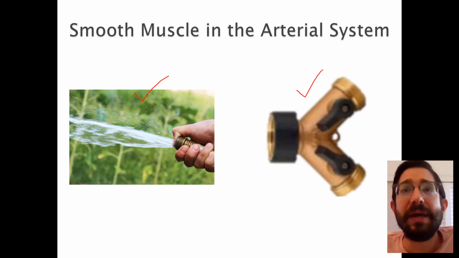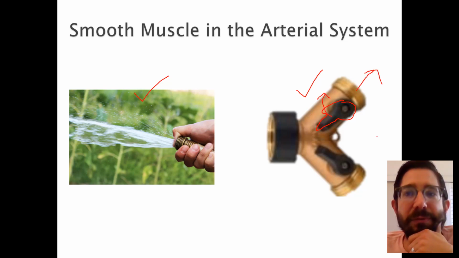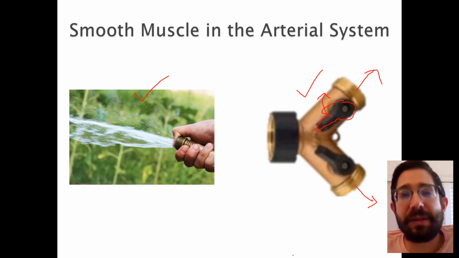The other thing it can do is change distribution. So these little dials here are like smooth muscle. If you turn this dial, you will send less blood out through one port and more blood out through another. And so blood pressure and blood distribution are the big things that are affected by the arterial system.